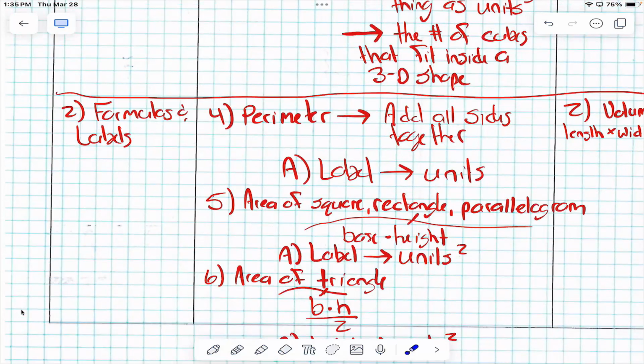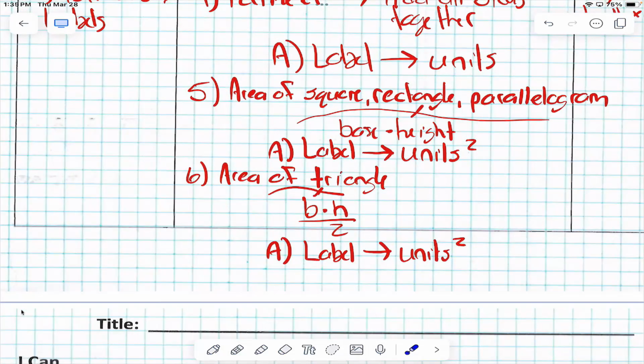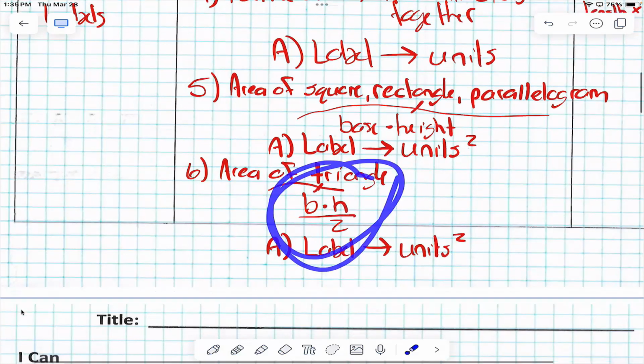All right, guys, gals, answer my questions, please. Number 1, how do you find perimeter? Go. Add the sides together. Good. Number 2, what is the formula a person would use to find the area of a square, rectangle, or parallelogram? Base times height. Sweet. Number 3, how would a person find the area of a triangle? Base times height divided by 2.